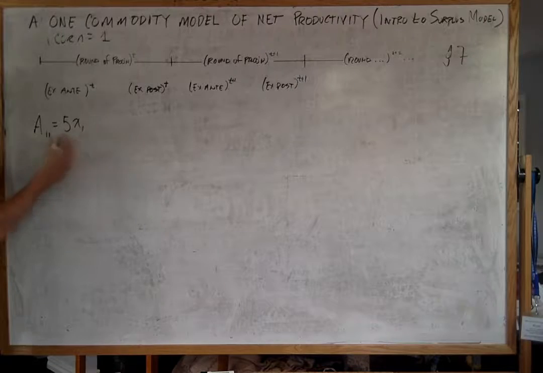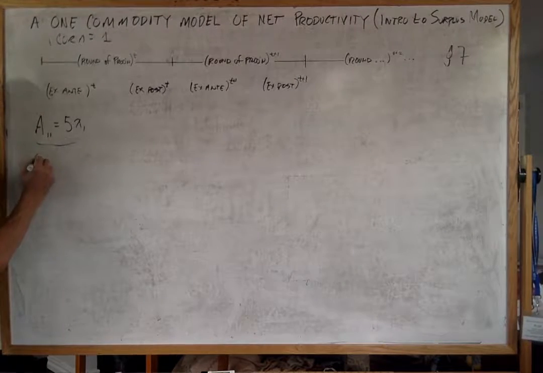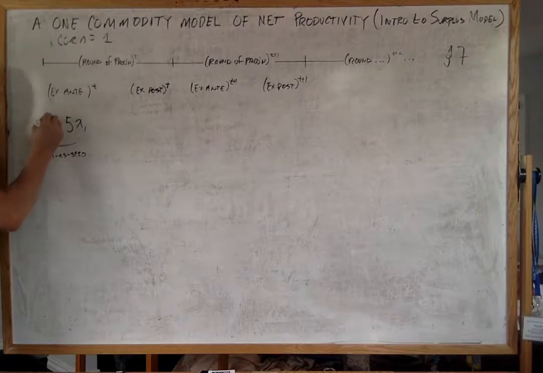Right, but so this then becomes the seed, right? So this is going to be equal to the corn as seed, all right? And it's going to be for round T.